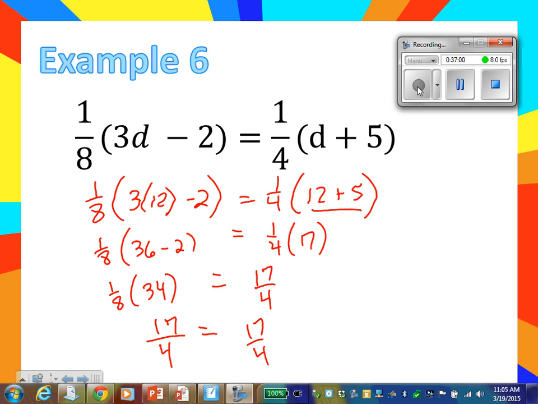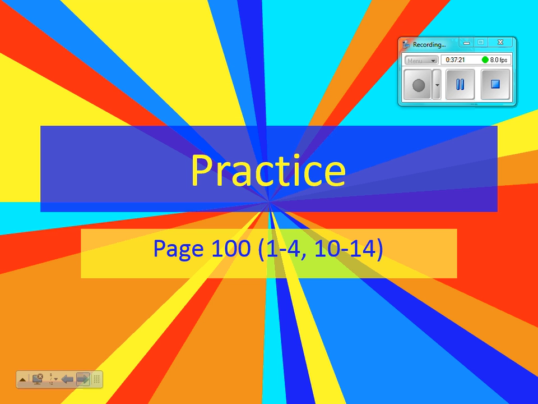So even though it does turn out weird, it doesn't matter as long as the two sides are balanced. I just wrote, that's a 17. That's a 1 and a 7. Sorry, I'm just writing fast. Are you okay? All right, so I would like for you to try this. On page 100, I want you to try 1 through 4 and 10 through 14.